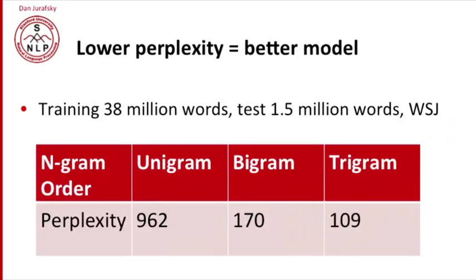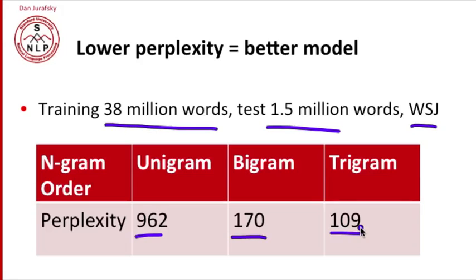All right, so now perplexity in general, the lower the perplexity, the better the model. For example, here's a training set of 38 million words, tested on 1.5 million words from the Wall Street Journal, and a unigram model has a perplexity of 962. A bigram model has a much lower, much more accurate perplexity of 170, and a trigram model has an even lower perplexity. So since perplexity is modeling something like average branching factor or average predictability, the lower you get, the better you are at predicting the actual data that occurs.